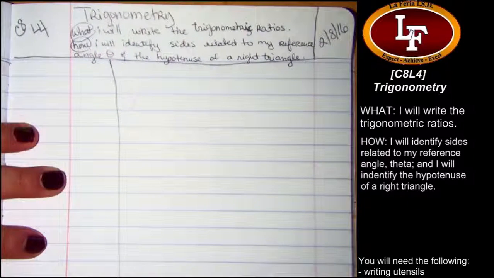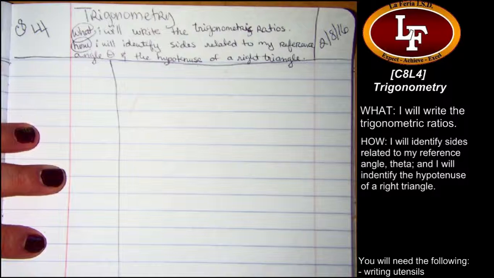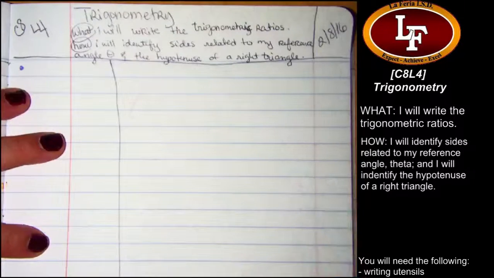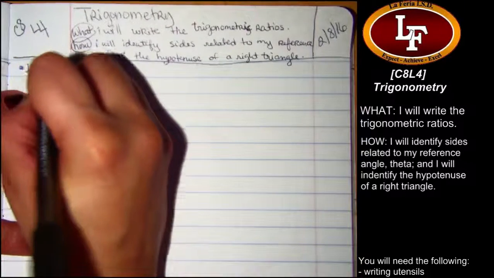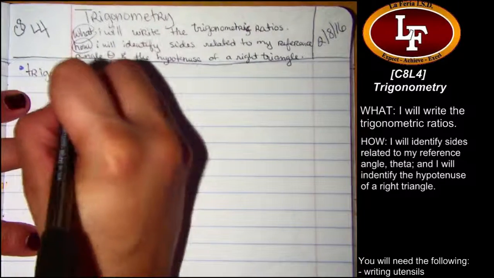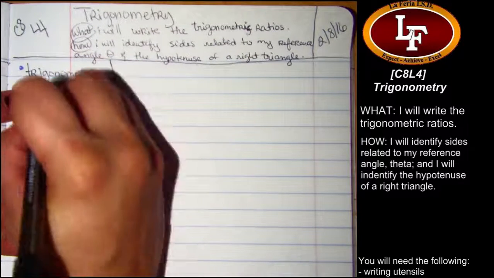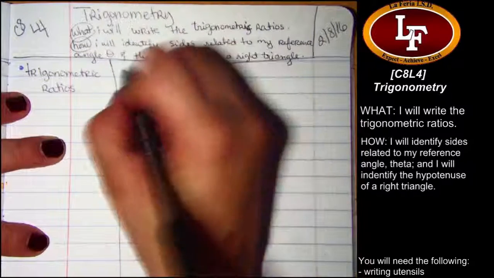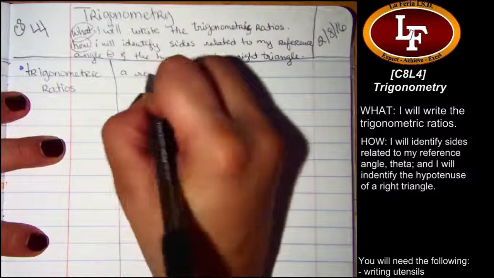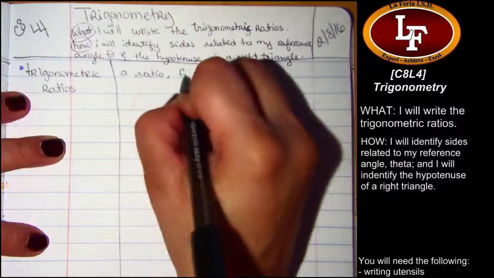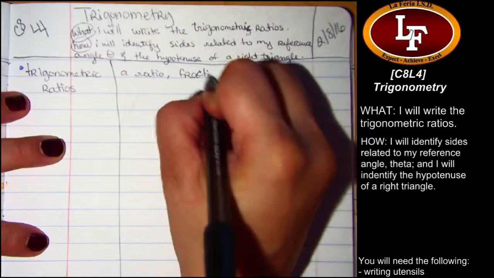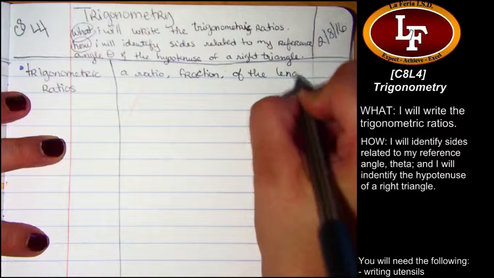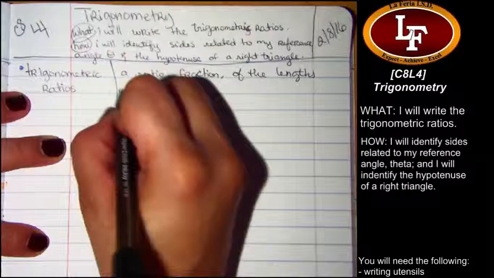All right, so we've discovered what trigonometry means. It's the measurement of 3-sided figures. So let's figure out what these trigonometric ratios are all about. I know, what a word, right? Trigonometric ratios. A trigonometric ratio is a ratio or a fraction of the lengths of 2 sides of a right triangle.